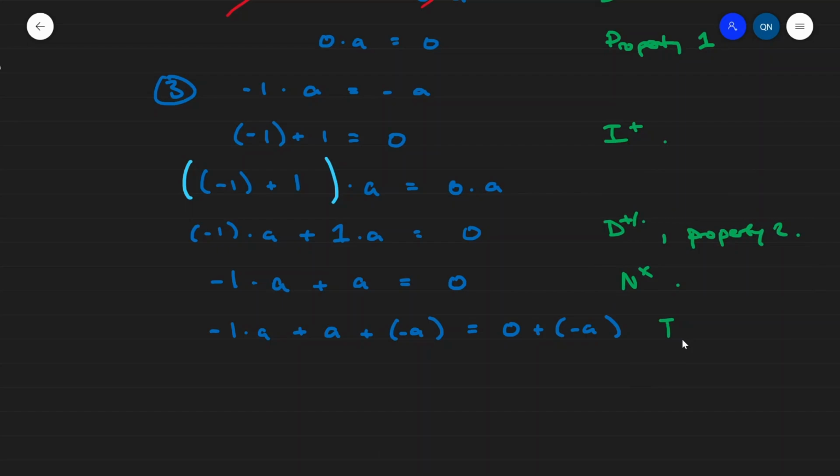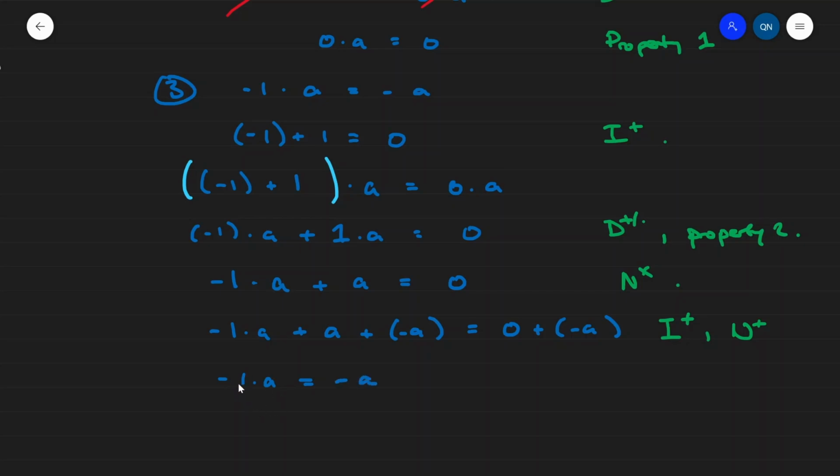But now we can use the inverse axiom for addition on the left hand side, as well as the neutral axiom for addition on the right hand side. And what does that give us? It gives us negative 1 times a. This part over here, that's just a 0. But anything plus 0 is itself, so I'll just leave it as negative 1 times a. And on the right hand side, using that neutral axiom, we're just left with negative a. And that proves property 3.